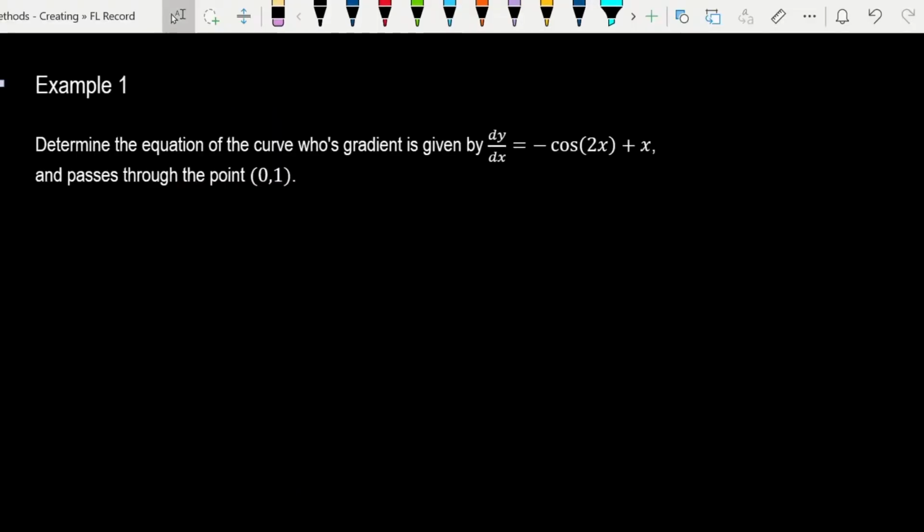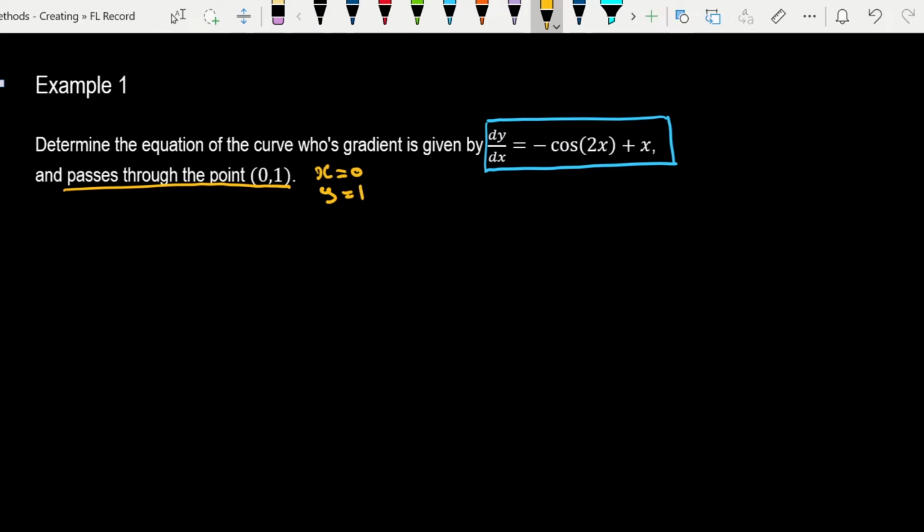So here's our question. It says, determine the equation of the curve whose gradient is given by this function. So this function will tell us the slope values on some other function, and it passes through this coordinate point here. Now just to reiterate, this is when x is equal to 0 and y is equal to 1. That's what that coordinate point is telling us there.